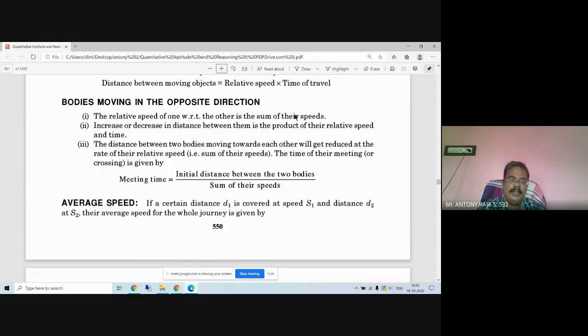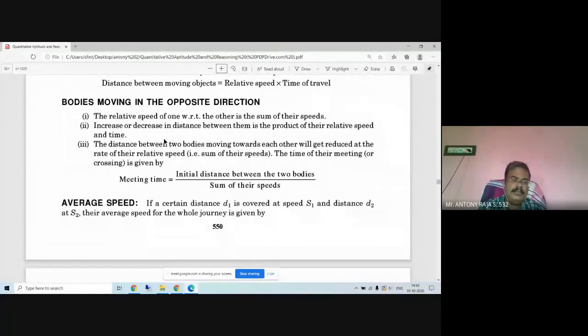Note this point. Increase or decrease in distance between them is the product of their relative speed and time. That means for bodies moving in opposite directions, one train is moving from south to north and another is coming from north to south, the increase or decrease in distance between them is the product of their relative speed and time. So multiply the relative speed with the time. This is also a simple formula.